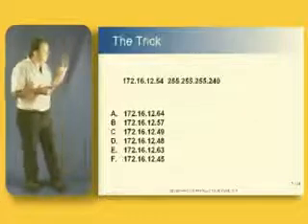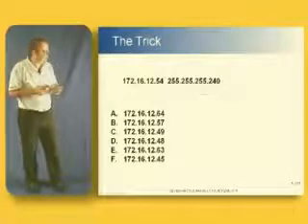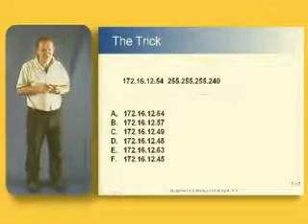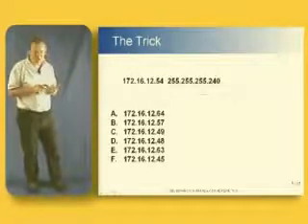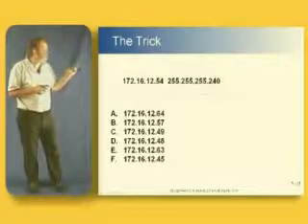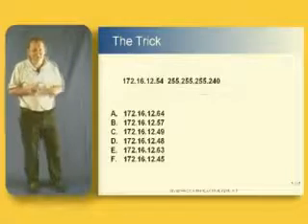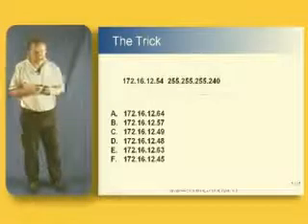First of all, we've got the address 172.16.12.254 with a mask of 255.255.255.240. The magic part of this address is the last octet. Obviously the mask is going to be 255.255.255, which means all ones, all ones, all ones. So it's going to be 172.16.12.something. It's the dot something we need to find out. So concentrate on the 240 at the end, the last octet.